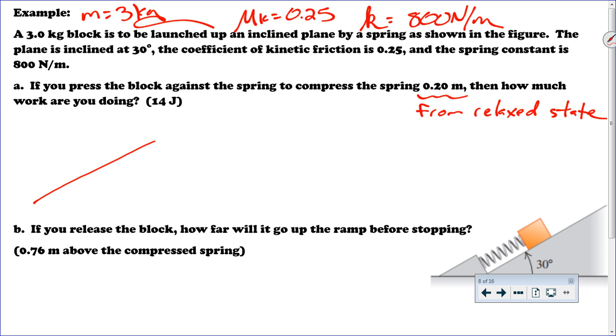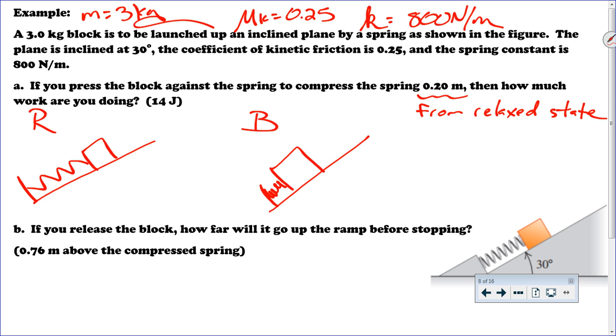I don't know. You almost need to draw 2 separate drawings for this one. So there's this, and then there's that. Does that make sense? Okay, so let's call this point R as in relaxed, and let's call this point B as in bottom. Does that make sense? All right.